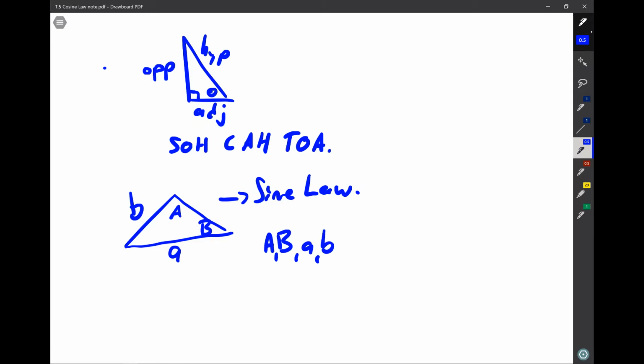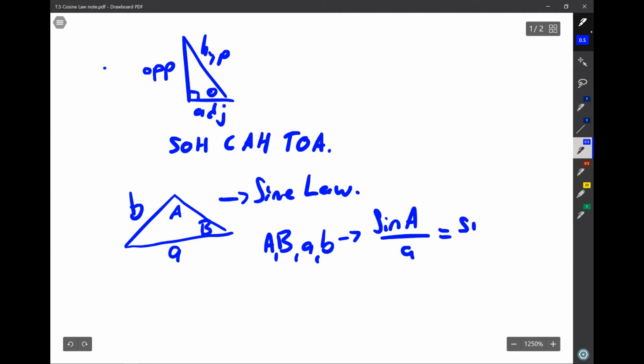Because of the way the sine law is set up, it would look something like sine of angle A over A equals the sine of angle B over B. Because of the way that's set up, we need to have two different side lengths and two different angles in order to get where we want to go.